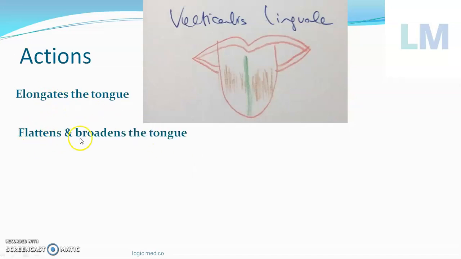It also flattens, because when it squeezes from above downward, definitely it flattens. When it becomes flat, it obviously becomes broader, like a chapati, okay. So the main action is it elongates the tongue. Once it is squeezed, obviously it becomes flat and broad.